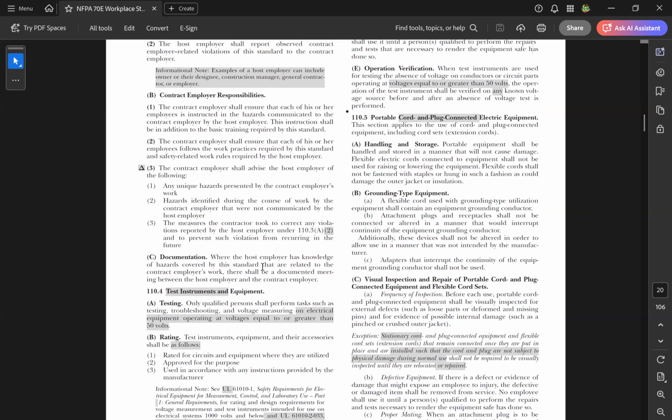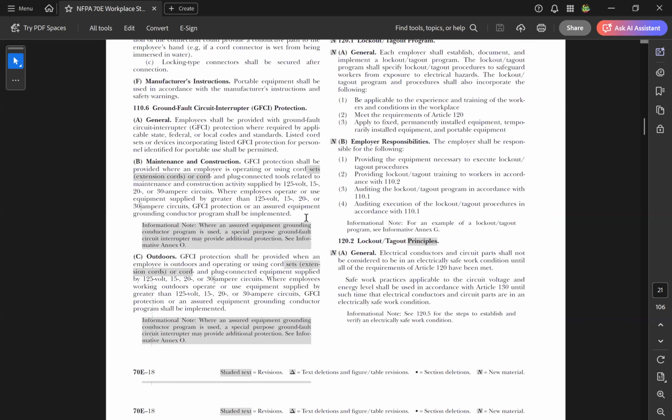So one of the key things we just talked about earlier, documentation. Where the host employer has knowledge of hazards covered by the standard that are related to the contract employer's work, there should be documented meetings between the host employer and the contract employer. So that could be a briefing where you discuss single line drawings and lockout points, things of that nature.